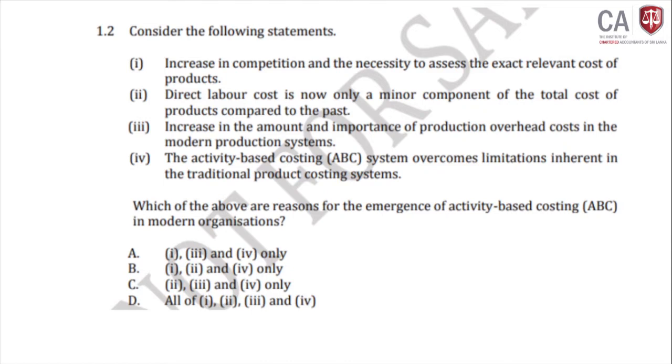So, if you look at these four options, increase in competition and necessity to assess the exact relevant cost of products. If you look at activity-based costing, it doesn't give you just one flat rate. For each and every activity, you have different cost pools and you have different cost drivers, and you define different cost per driver. It's like having different overhead absorption rates. That's what activity-based costing does. Therefore, your costing becomes more accurate.